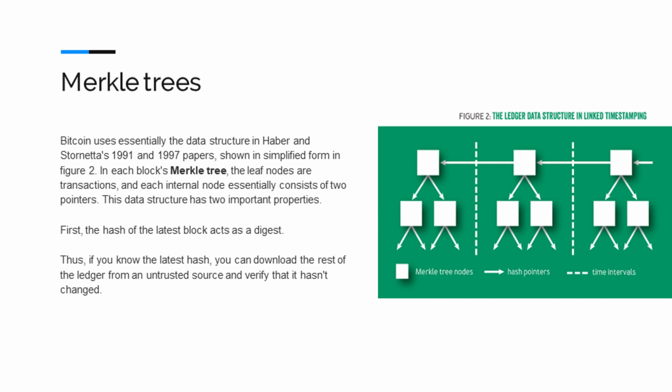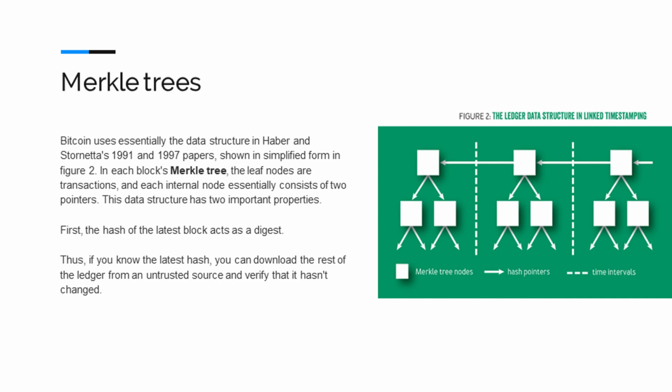First, the hash of the latest block acts as a digest. A change to any of the transactions, which are leaf nodes, will necessitate changes propagating all the way to the root of the block and the roots of all following blocks. Thus, if you know the latest hash, you can download the rest of the ledger from an untrusted source and verify that it hasn't changed.